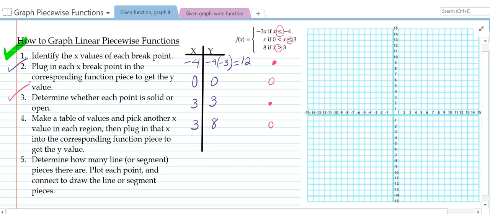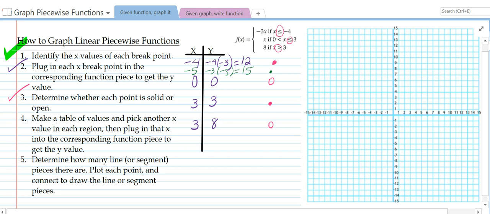Step 4, make a table of values and pick another x value in each region. Okay, so we're going to plug in, for example, a number less than -4. So say -5 in the corresponding region. So -3 times -5, and we get 15. That's also going to be a solid dot because it qualifies as less than or equal to -4.